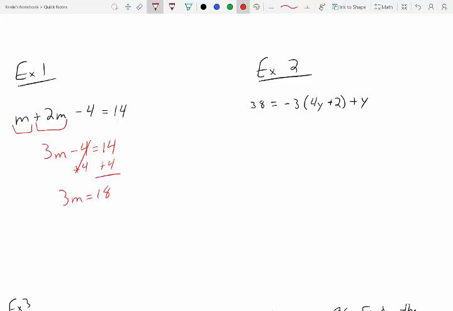And I have to reverse multiplication, so I'm going to divide by 3 on both sides, and I get m equals 6. If I wanted to check this, I can just put m back into my original equation and see if it comes out to 14.